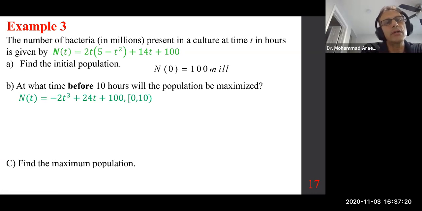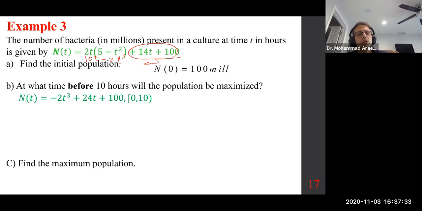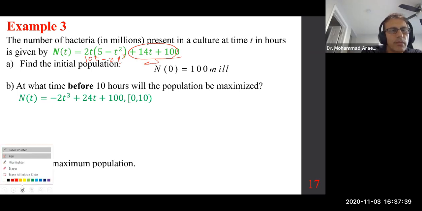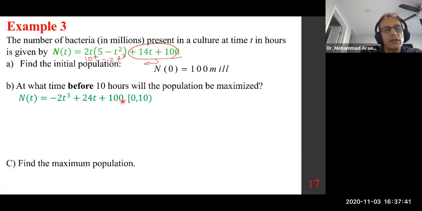you have over here 10t minus 2t cubed plus 14t plus 100. Combine, put them in descending order, and pay attention to the fact that 0 is included. This is a continuous function, by the way, but 10 is not. Okay, class? It's half closed, half open. So you have to consider 0, in essence we already have.